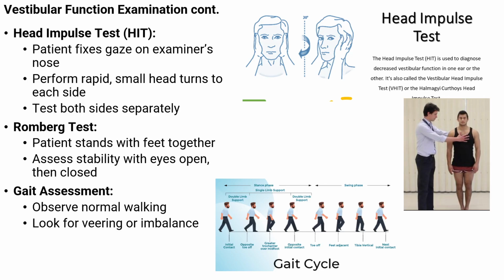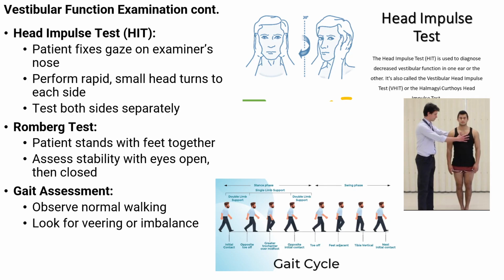Next, assess balance more globally. With the Romberg test, you're looking to see whether the patient can maintain posture when visual input is removed. Increased instability once the eyes are closed suggests a vestibular or proprioceptive contribution. Watching the patient walk adds further information. Veering or imbalance can reinforce vestibular dysfunction.